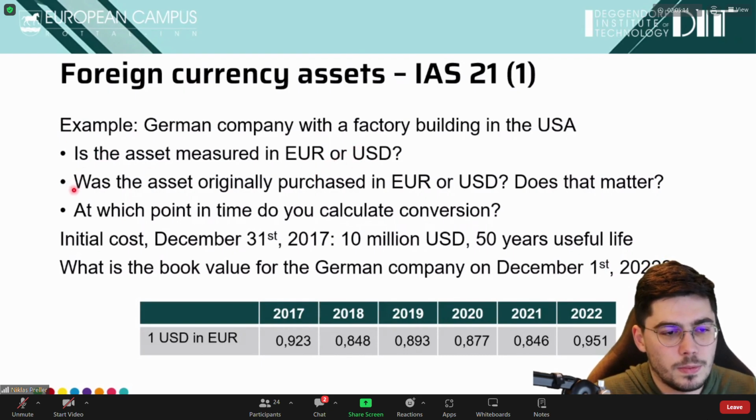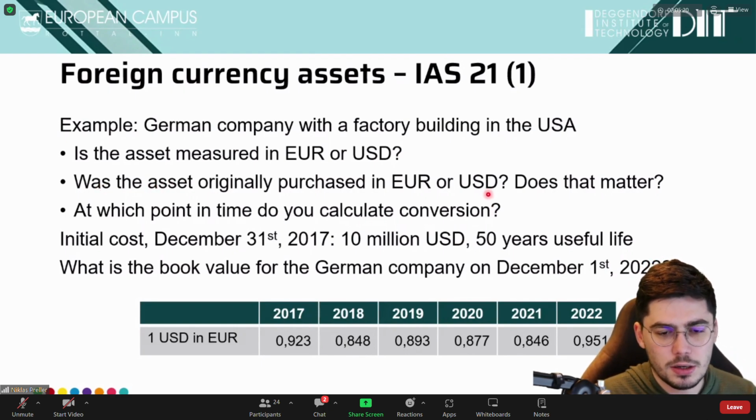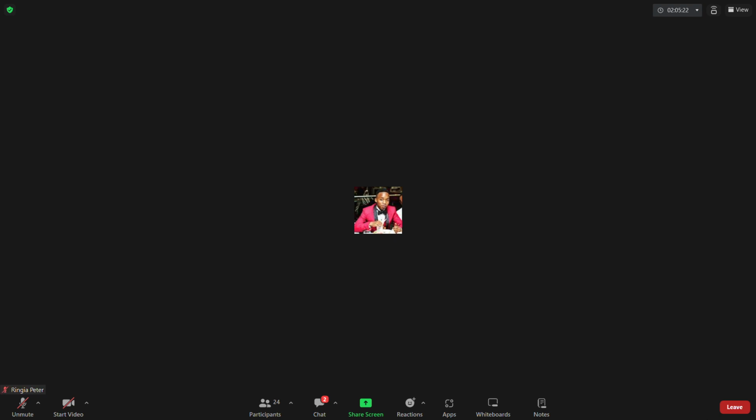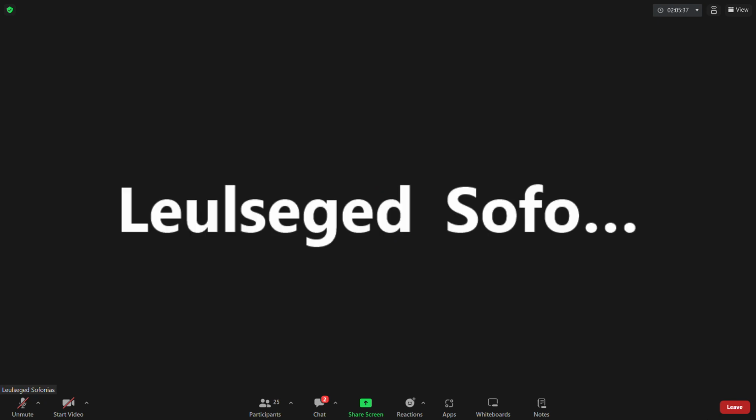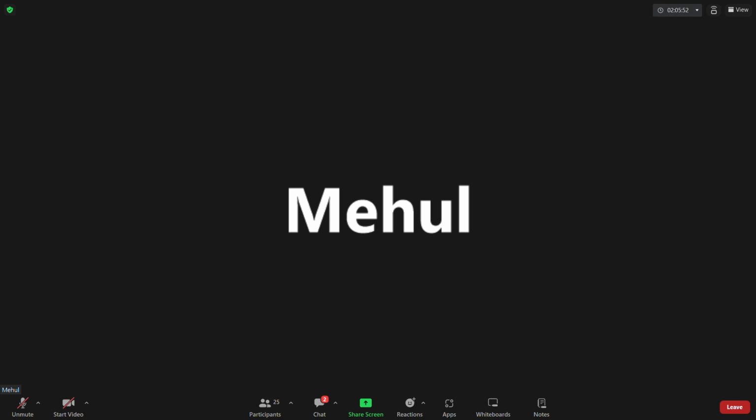So what would you say, was the asset originally purchased in euro or US dollar? And does that really matter? Yeah, it does matter because the exchange rate between euro and USD is not stable. It changes from time to time. Mm-hmm, it changes. And it was originally purchased in USD because the asset is located in the USA. Yes.